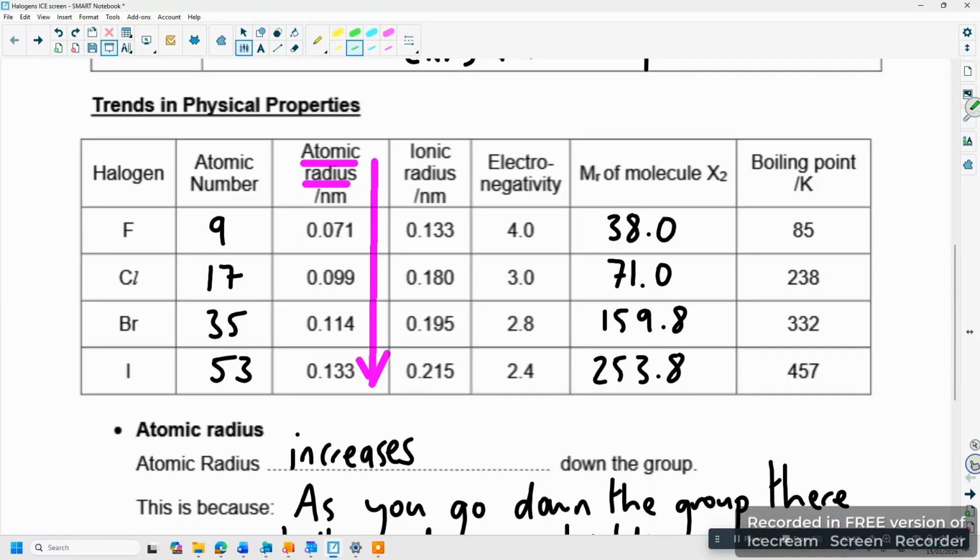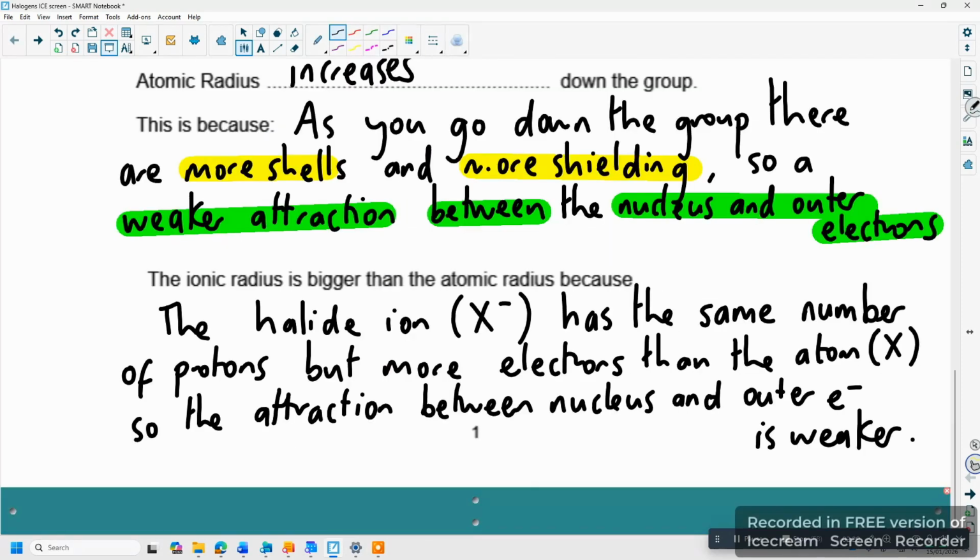Next we're going to have a look at the ionic radius. So if we compare the numbers in the green column compared to the pink column, the ionic radius is bigger for the halide than the halogen. So the atomic radius for fluorine 0.071 and for fluoride ion 0.133. So we're going to write an explanation for that. This is because the halide ion has got the same number of protons but an extra electron, so more electrons than the atom. So the attraction between the nucleus and the outer electrons is weaker.